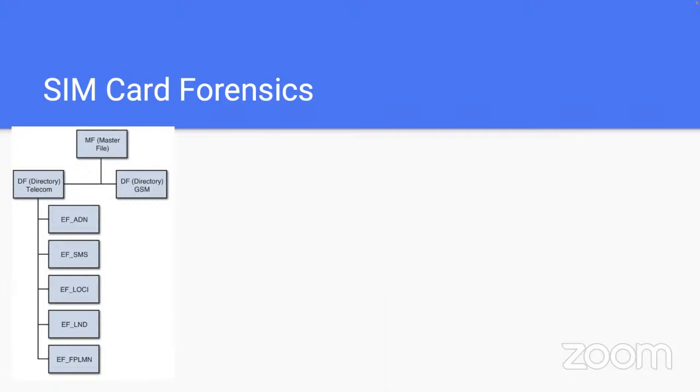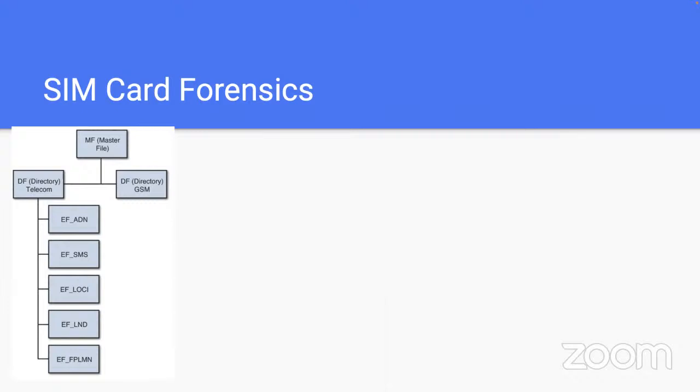A couple of notables are the ADN, the abbreviated dialing number. It has the list of contact names and all numbers stored. SMS has a list of all your text messages. LOCI is the area where the user last powered down the phone.